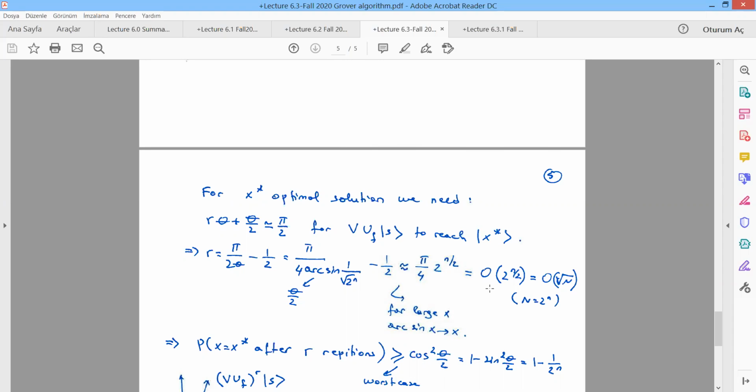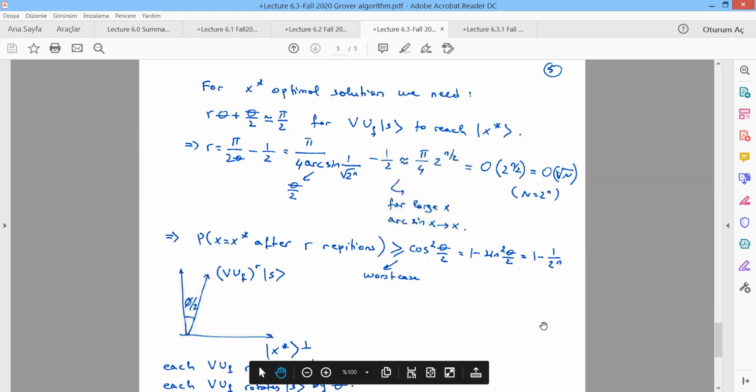So that means by repeating the circuit on the order of 2 to the n over 2 times, remember 2 to the small n equals capital N, the number of entries in the database, this equals order square root of large N number of iterations, we are able to reach the optimal solution. So this is a quadratic speedup with respect to the best known classical algorithm.